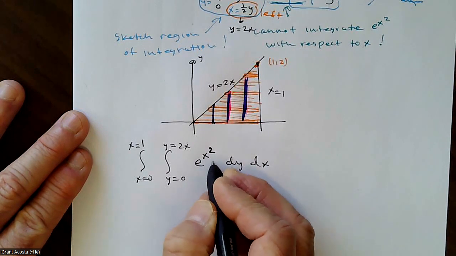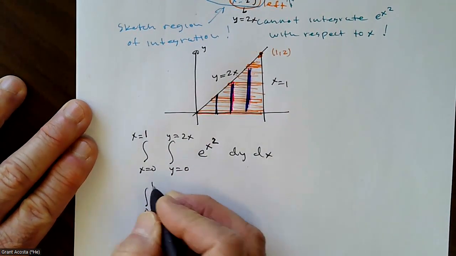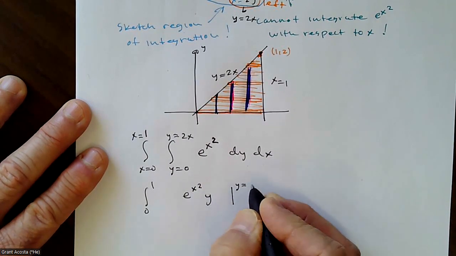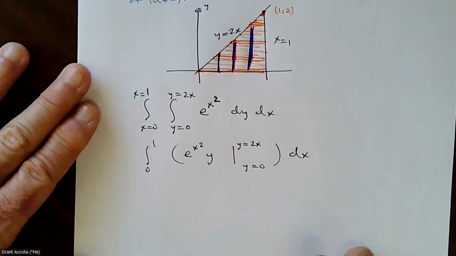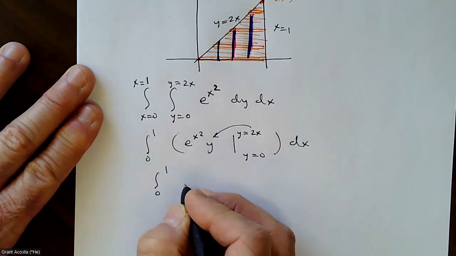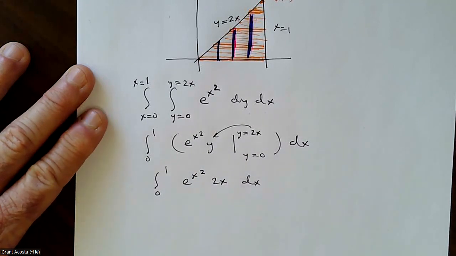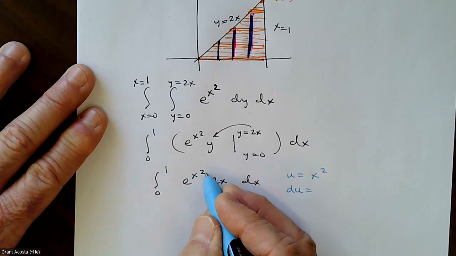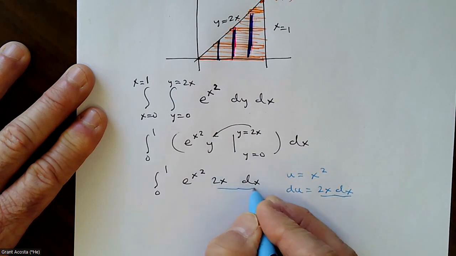As we said, the integral of e to the x squared with respect to y, since I'm treating this as a constant, would just be e to the x squared times y, evaluated from y equals 2x to y equals 0. And notice when I plug that in, of course, I'm going to get 0 there. I get 2x, which is perfect if you go back to the idea of u substitution, because I tried to let u equal x squared and I didn't have my du. Now I have it perfectly, right? I have a 2x dx right here.